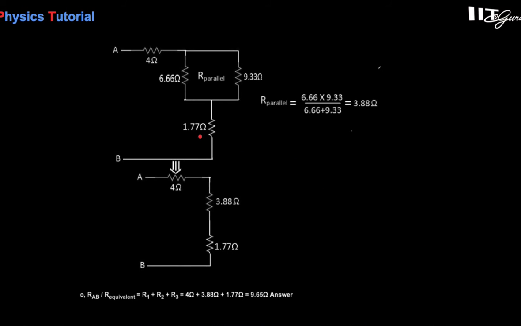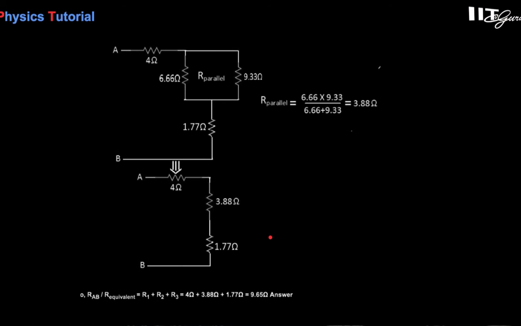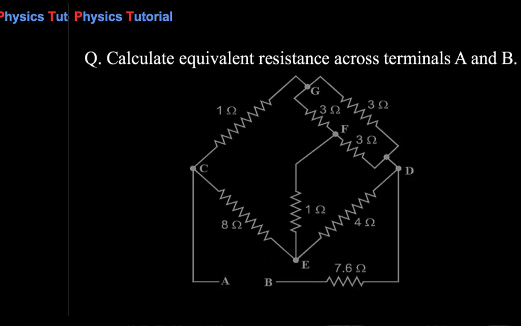Let's see. 1.77 after the correction, this parallel and this parallel will be 3.88 ohm, and in this way the series and this is parallel. So with the help of the star delta rule, see how successfully we are converting the complex circuits in terms of series and parallel order. Let's see some more questions.